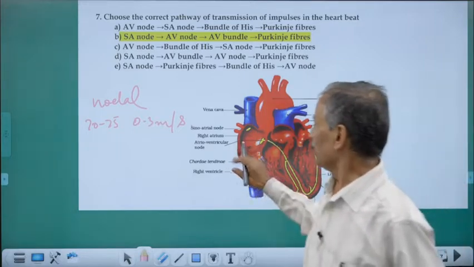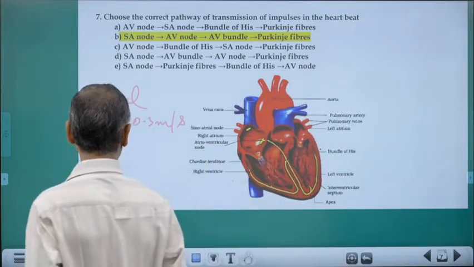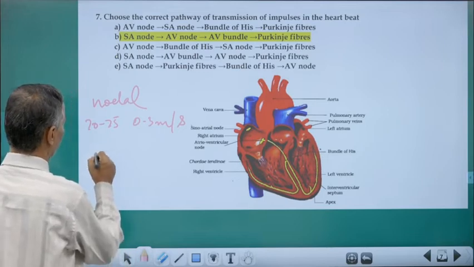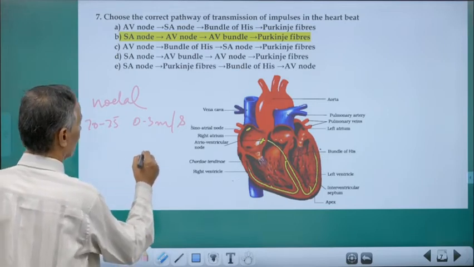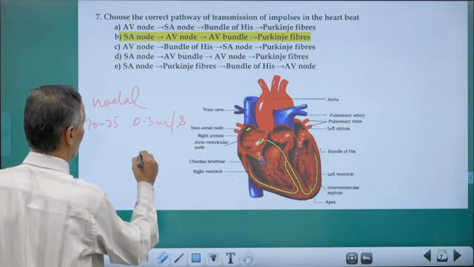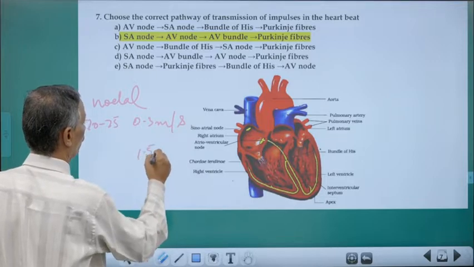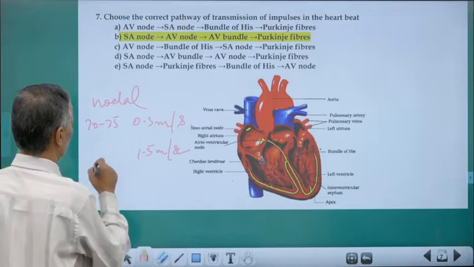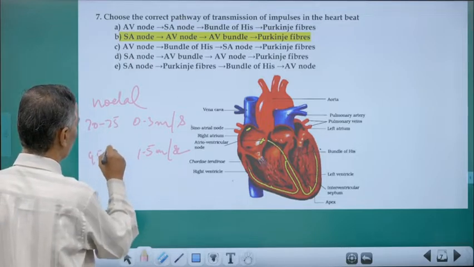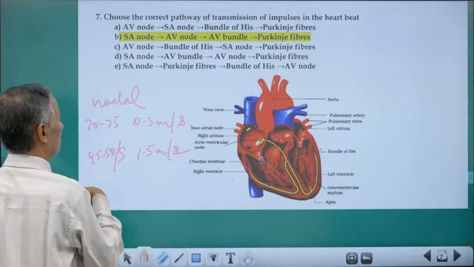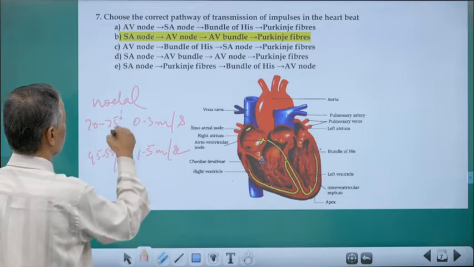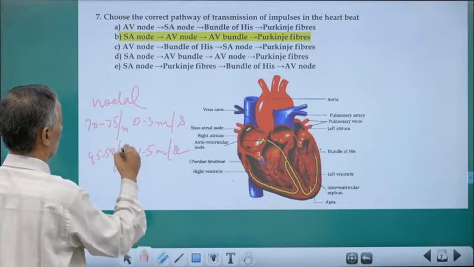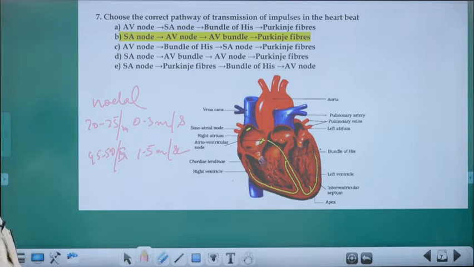But the AV node is also auto-excitable. Its conductivity is very high. It can conduct impulses at a rate of 1.5 meter per second. But its rhythmicity is only 45 to 50 per minute. Frequency is less, 45 to 50.